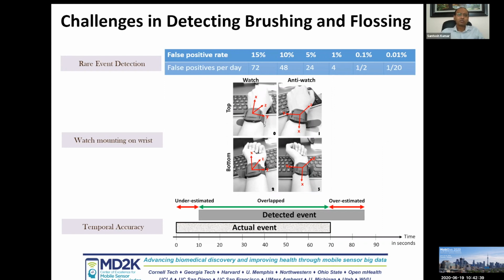Then there is the issue of watch mounting on the wrist, because depending on how we wear the watch, the XYZ axes can be oriented differently. And then we need to estimate when the event starts and when the event ends.